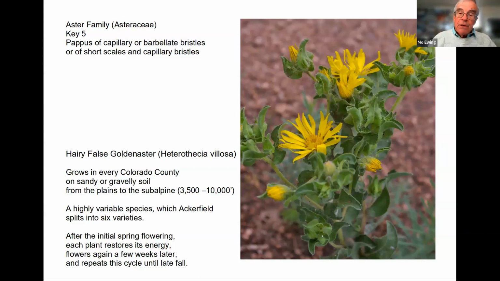This is an interesting flower in that after its initial spring flowering, each plant drops its flowers, restores its energy, and then flowers again a few weeks later, and it repeats this cycle until fall. You could see that would be a pretty good adaptation, because you could probably live through droughts in a single season and do pretty well.